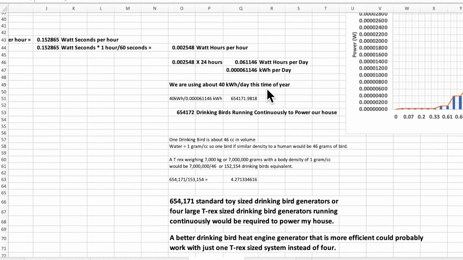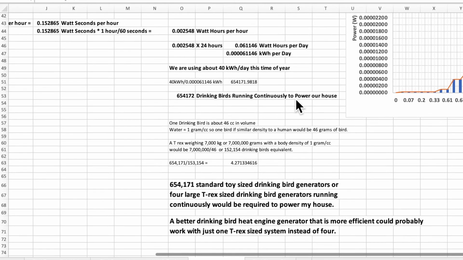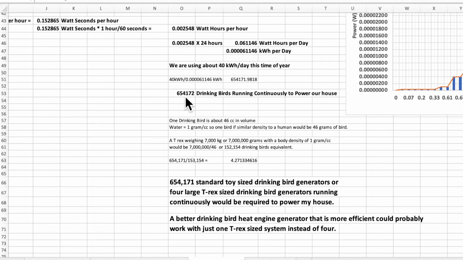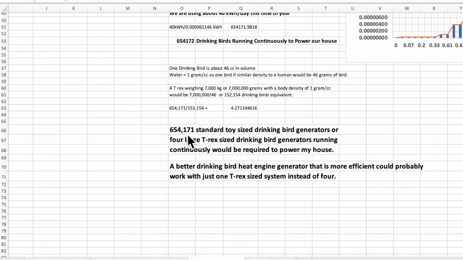Our house uses about 40 kilowatts per day this time of year. And so what I did was look at the volume of a drinking bird by immersing it in a graduated cylinder full of water, and I calculated the weight based on the density of water, 1 gram per cc. T-Rex weighs about 7 million grams, roughly. Assuming a body density of 1 gram per cc, similar to a human, I came up with 152,154 drinking birds equivalent.